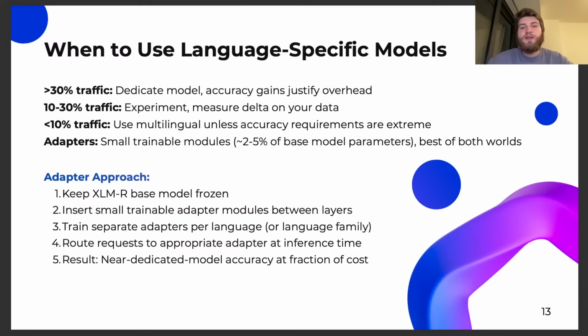The adapter for each language might be only 2 to 5% of total model parameters. You can even stack adapters for language plus task specialization. The implementation is you use the adapters library, adapter-transformers. It works with standard Hugging Face models, and training adapters requires much less data than fine-tuning. Often 1 to 5,000 examples per language is sufficient.